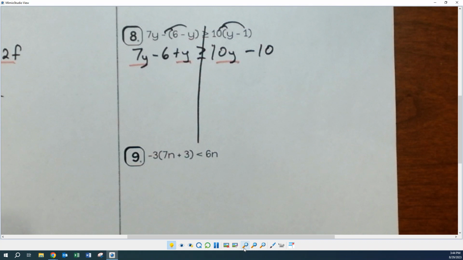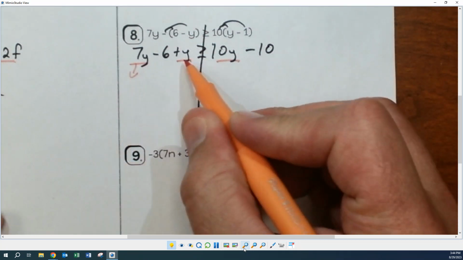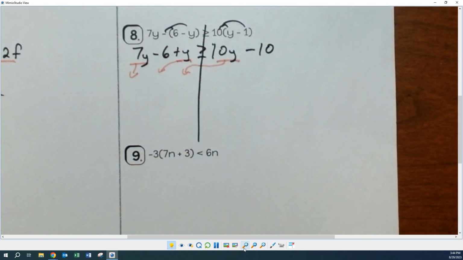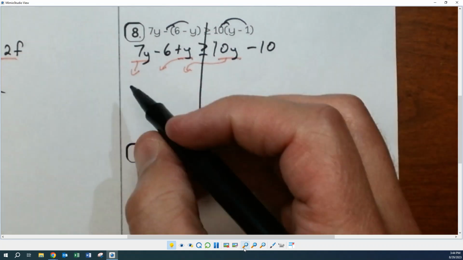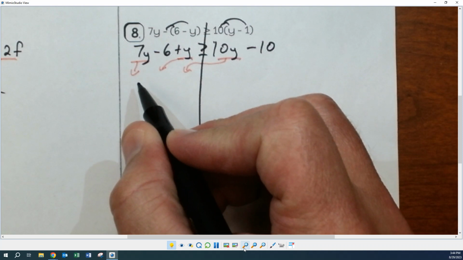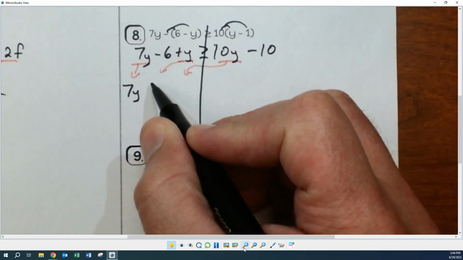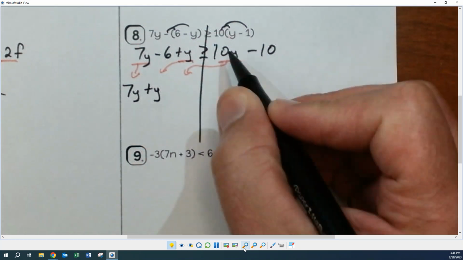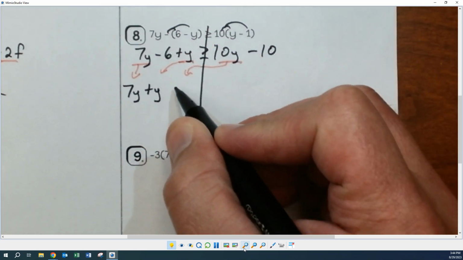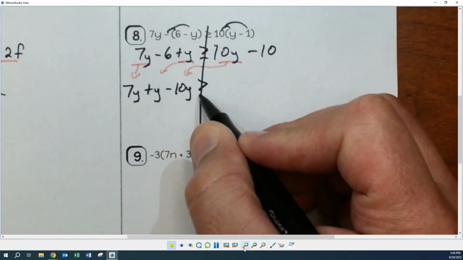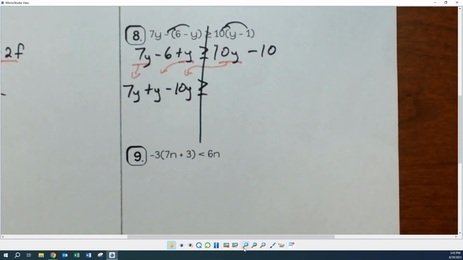And I move them all. So this is going to come down, this is going to come down, and this is going to shift over. And remember, if they shift over, they change signs. So this is 7y, it didn't move at all, it stays the same. This y didn't move at all, it stays the same. This 10y moved over here, so it now becomes negative 10y is greater than or equal to.